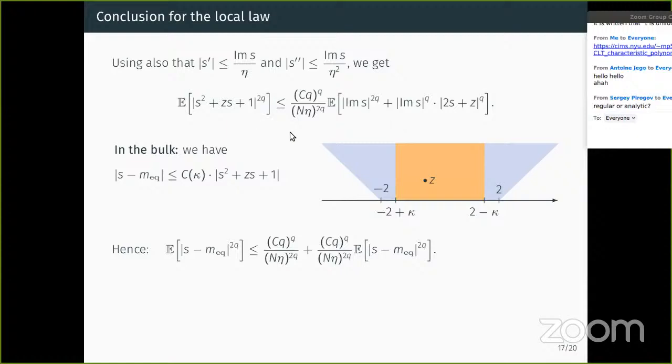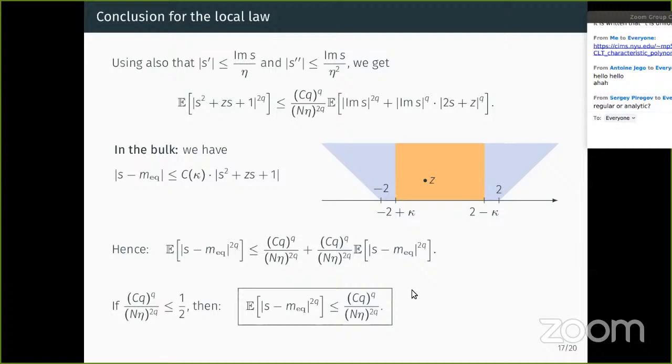So, okay, how do you conclude from here? Then it's relatively easy, at least in the bulk. In the bulk, you can bound the distance between S and the Stieltjes transform of the equilibrium measure by the absolute value of this polynomial. So this bound, if you replace S by M equilibrium by applying the triangle inequality, okay, you get this bound. So if this term here is smaller than one, then you can include this term on the left-hand side, and you get the local law.